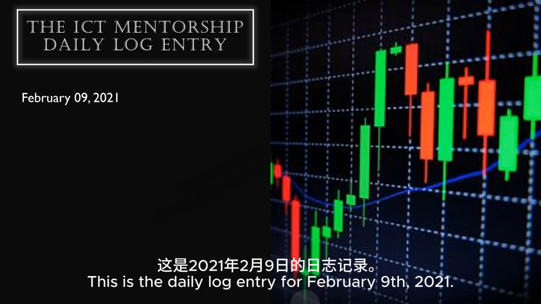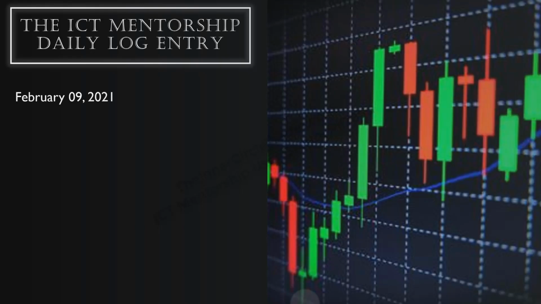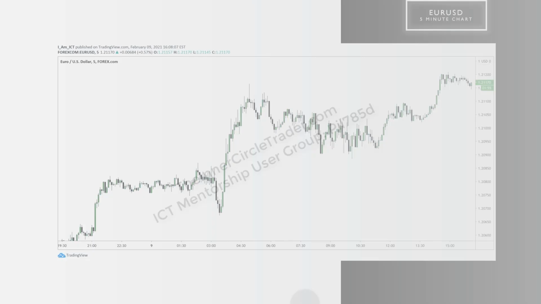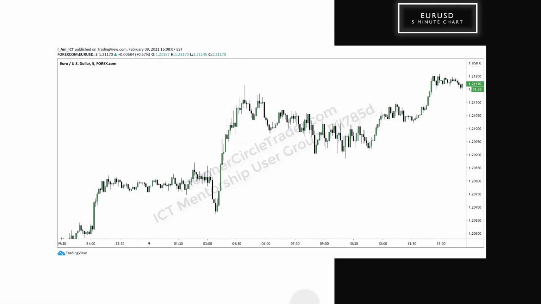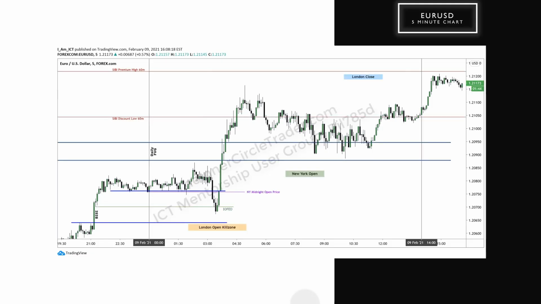Okay, folks, welcome back. This is the daily log entry for February 9th, 2021. All right, so we have the EUR/USD 5-minute chart. Okay, so we have midnight New York time.